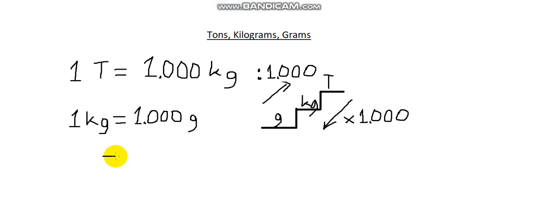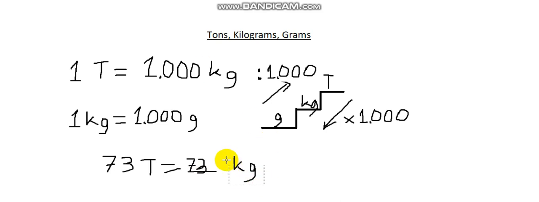To give you an example, let's say I have 73 tons, and I want to turn that into kilograms. Well, as we just said, since I am going from tons to kilograms, I am going down the ladder. So what I would do is take 73 and multiply it by 1,000.